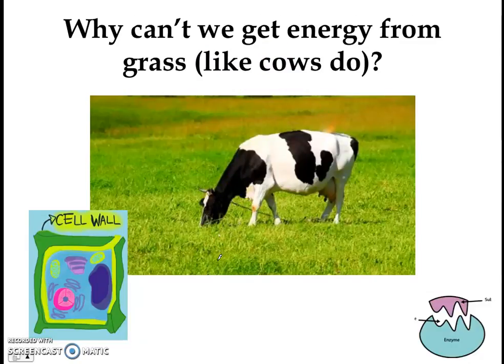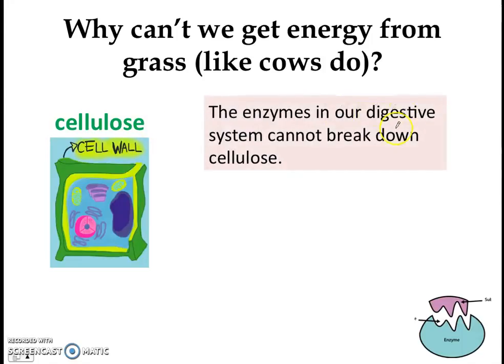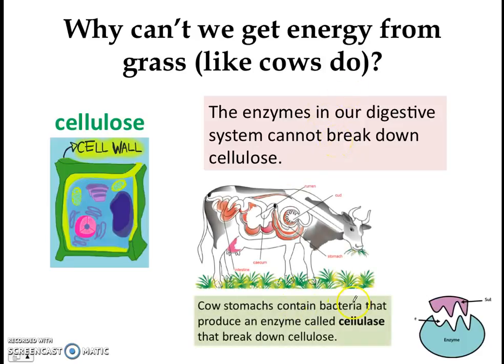Now as we learned in the last few chapters, plant cell walls are made out of cellulose. And the thing is, our digestive system has some enzymes, but the enzymes in our digestive system are not able to act on cellulose. They cannot break down cellulose. Now, on the other hand, cows in their stomachs have bacteria that produce an enzyme called cellulase, which can act on and break down cellulose. So that's why cows can get lots of energy just by eating the grass, but we can't do the same.